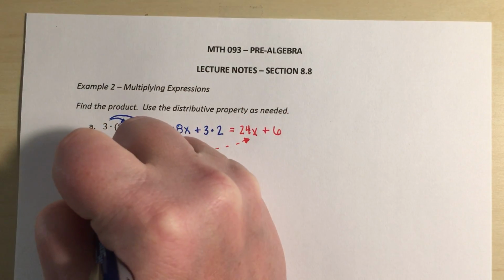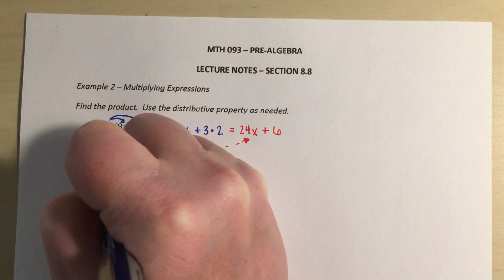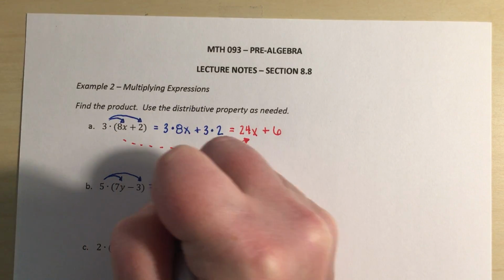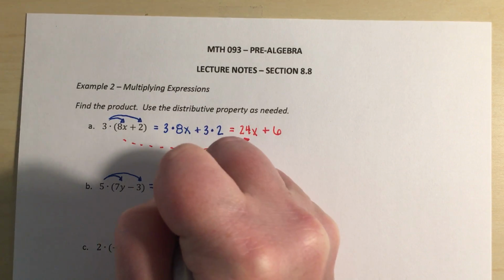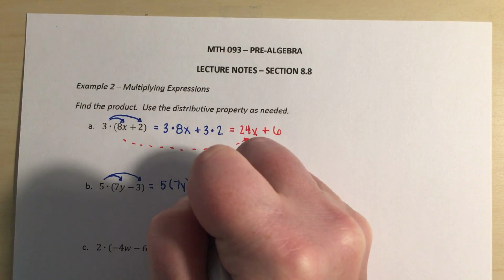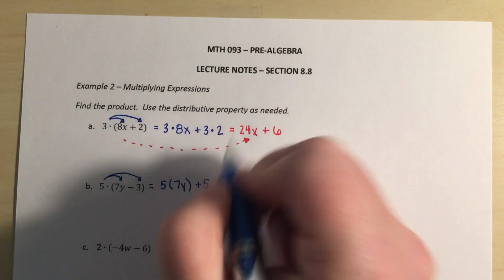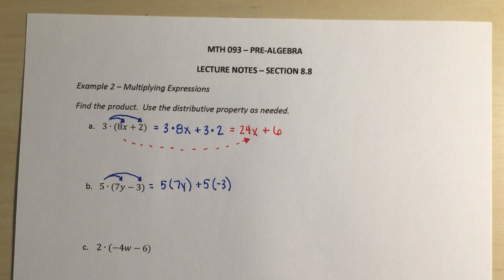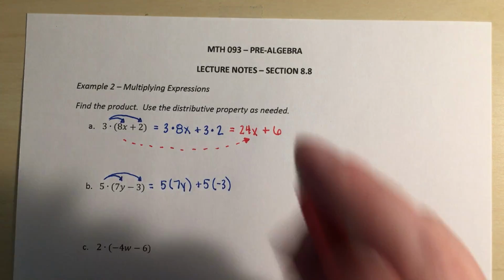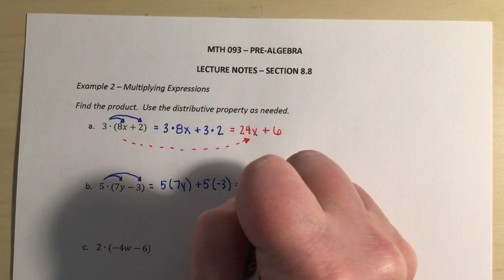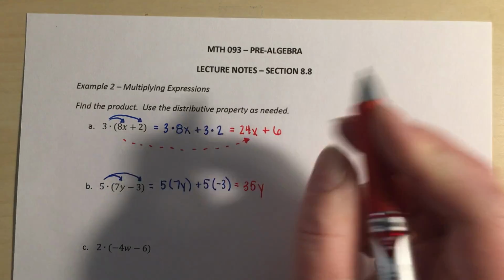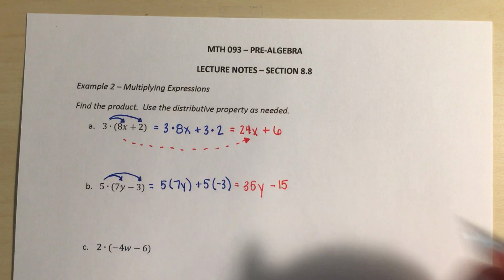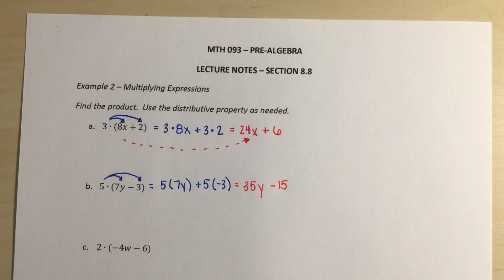All right, so for B, I'm going to multiply this 5 by everything inside. So I'm going to have 5 times 7y plus 5, because my 5 out front is positive, times negative 3. Then multiplying, 5 times 7y is 35y. 5 times negative 3 is going to give us a negative 15, because we have exactly one negative sign there.